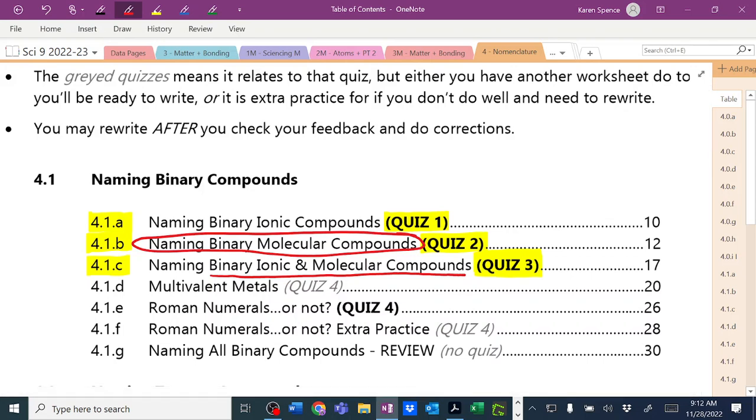So you will be ready by the end of today to write quizzes 2 and 3. You may not get to the end of the work, but by the end of today, you should probably be writing quiz number 2 because you've already learned the prefixes. The actual writing of it is not too different from anything else.